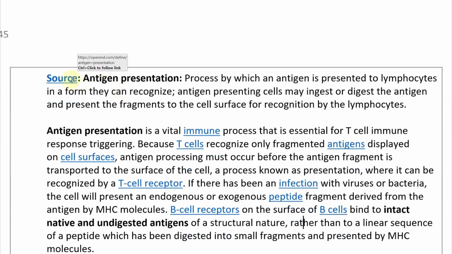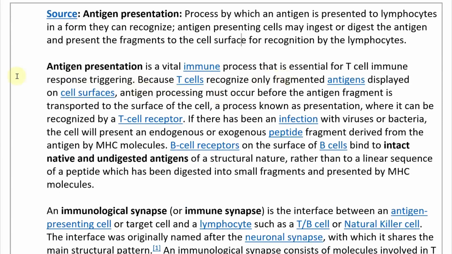So this is from openmd.com. Antigen presentation is the process by which an antigen is presented to lymphocytes in a form they can recognize. Antigen presenting cells may ingest or digest the antigen and present the fragments to the cell surface for recognition by the lymphocytes. Now we'll go back to Wikipedia.